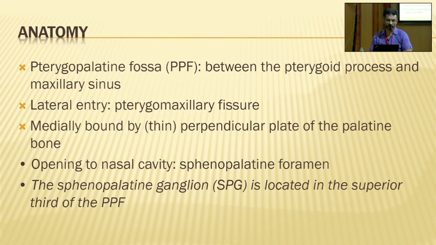Everything starts with the anatomy. This ganglion is present in the fossa. The fossa is present in the pterygoid process and the sinus. The lateral opening is the pterygomaxillary fissure. Medially we have a palatine bone. There's also an opening, interestingly, in the nasal cavity, the sphenopalatine foramen. So basically, we can enter this space either externally or even through the intranasal route. The more important thing is that the sphenopalatine ganglion is located in the superior one-third. So when we are trying to do an intervention of the ganglion, we always try to target the upper one-third of the ganglion.